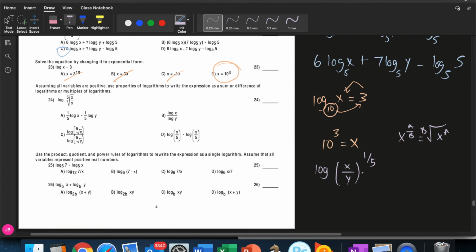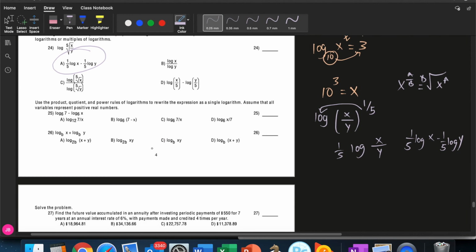Since we do have a power, we can go ahead and bring it to the front. So we have 1/5 log of x over y. Okay, we could honestly say this whole thing divided by 5, or we're just going to leave it like that for now. And because they're being divided here, we can go ahead and say, okay, 1/5 of log of x minus 1/5 log of y. That looks like A is going to be my answer. Yeah, there we go.